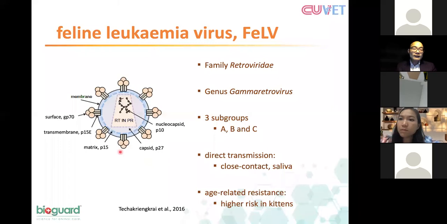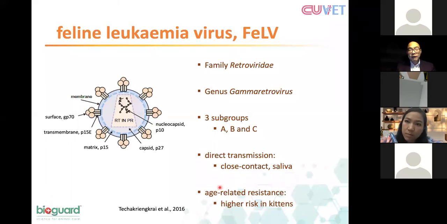By looking at the way surface GP70 interacts with the cellular receptor, we can divide FeLV into three main subgroups: subgroup A, B, and C. I will talk more about that later. And FeLV transmits mainly by direct transmission, by close contact, by saliva. I would always imagine FeLV as a virus of love, like cats that love each other, have intimate interaction, groom each other, and they transmit the virus with the grooming activity of the cats.